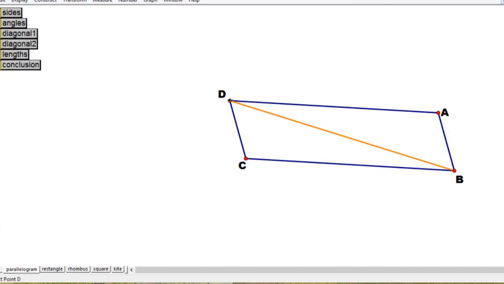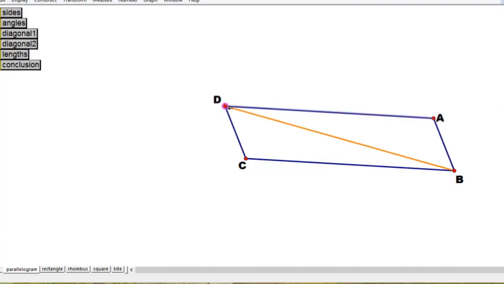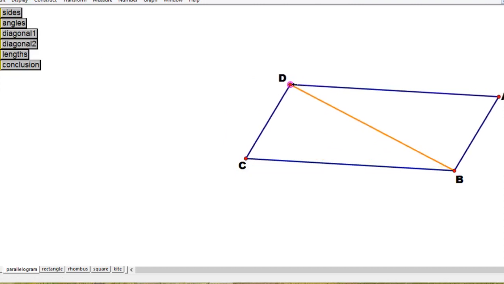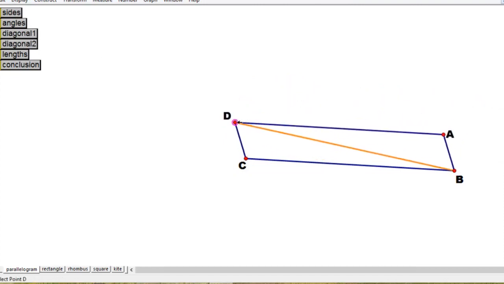What I want you to observe is, does the diagonal DB, the orange diagonal, bisect the opposite angles? Are these two angles congruent? Just by looking at it, definitely they are not congruent. So let's take a look at another diagonal, diagonal AC.